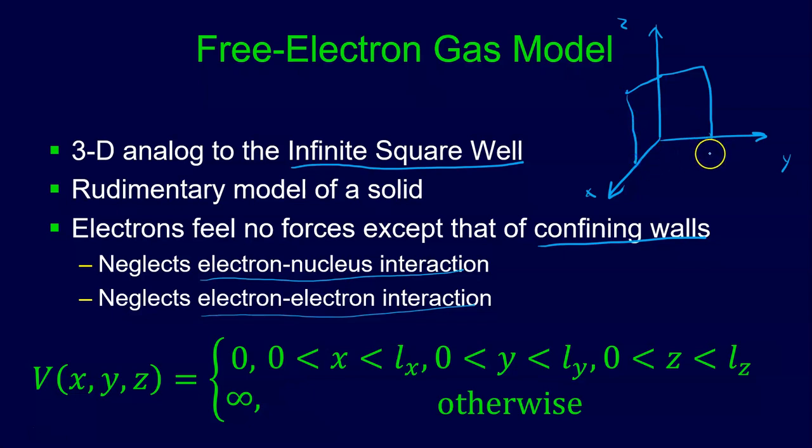In the three different dimensions, this length right over here would be our length in the y direction. This length right here would be our length in the x direction. And that length right there would be our length in the z direction. And so we make some kind of three-dimensional shape like this, and we're basically trying to model this solid. We're going to say that the electrons are feeling this potential. So there's zero potential when they're inside the box, infinite outside. So they're basically trapped inside the confining walls.